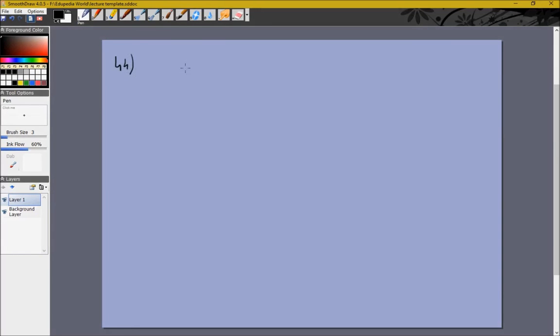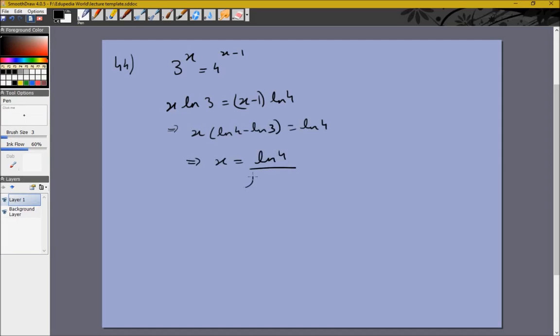In the next question, we are given 3 to the power x is equal to 4 to the power x minus 1. What do you do in these questions? The first step, take the log. X ln 3 is equal to x minus 1 ln 4, which means that x times ln 4 minus ln 3 is equal to ln 4, which means x is equal to ln 4 by ln 4 minus ln 3.